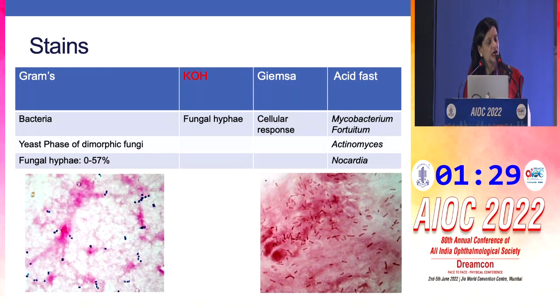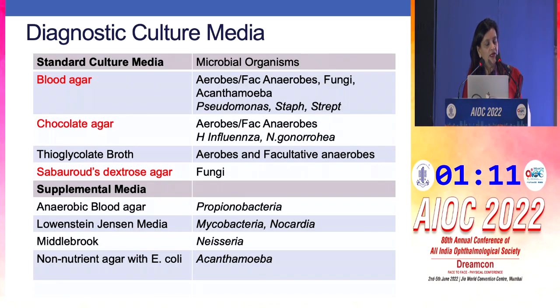The most important stain, like I have always emphasized and everybody does, is KOH, because that will immediately tell you whether you have to start your antifungal treatment or not. And Gram stain has to be done in all the cases, and acid-fast is for MAN. MAN means mycobacteria, actinomyces, and Nocardia. One does culture on blood agar, chocolate agar, and Sabouraud dextrose agar, and supplemental media may be required: LJ media for mycobacteria and Nocardia, and for Acanthamoeba, non-nutrient agar with E.